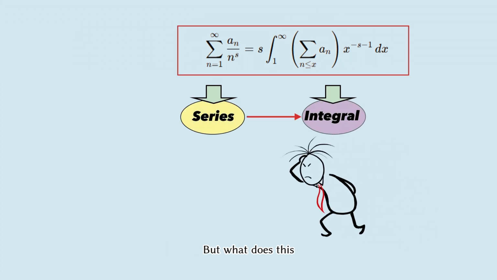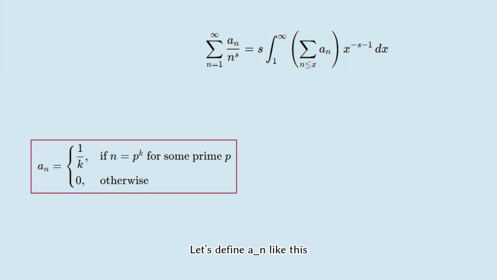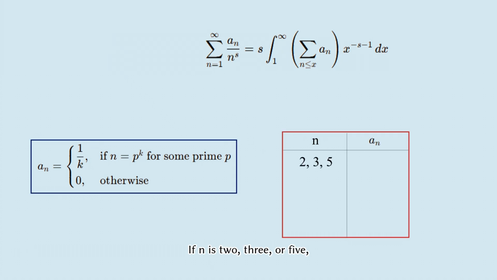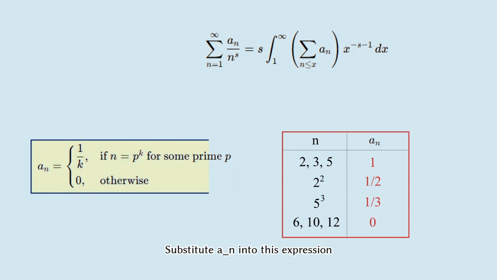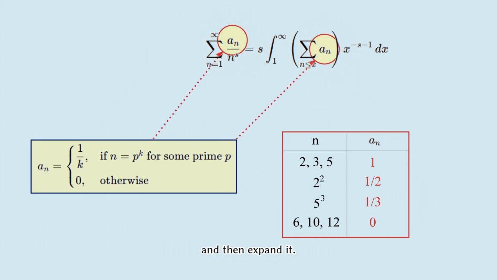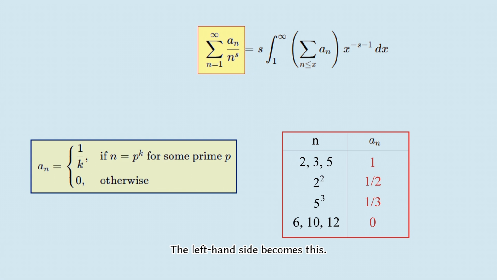But what does this have to do with J(x)? Everything. Let's define a_n like this. If n is 2, 3, or 5, a_n equals 1. If n is 2 to the power 2 or 5 to the power 3, a_n equals 1/2 or 1/3. If n is 6, 10, or 12, a_n equals 0. Substitute a_n into this expression and then expand it. The left-hand side becomes this.